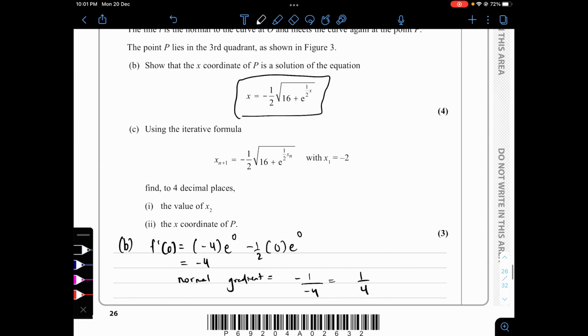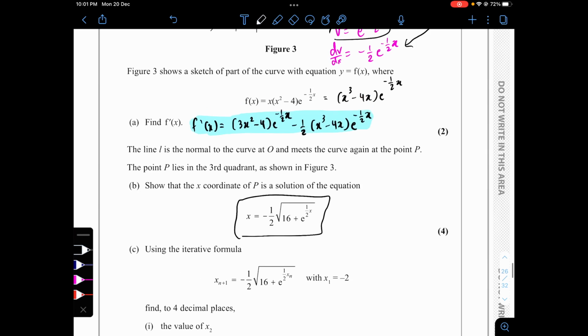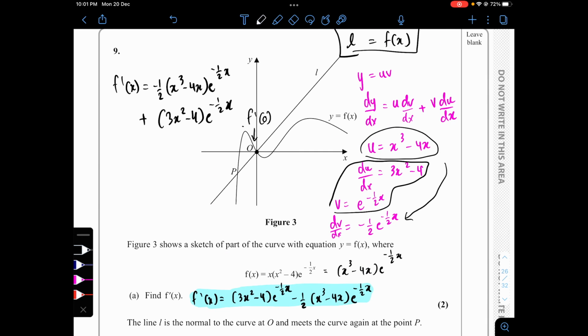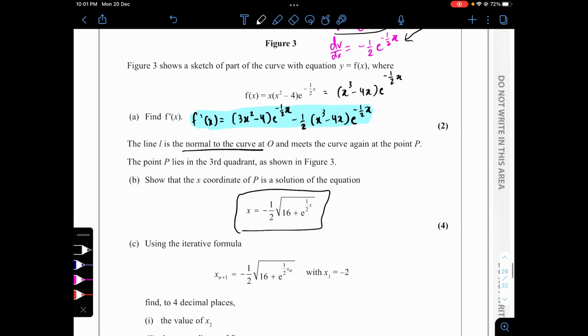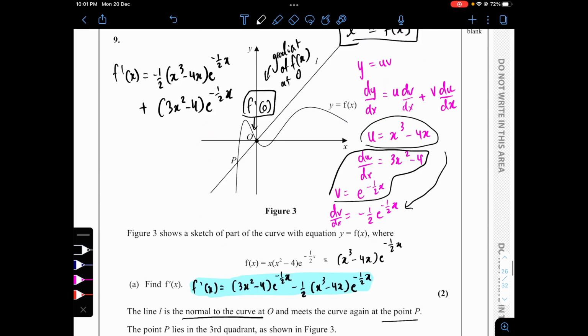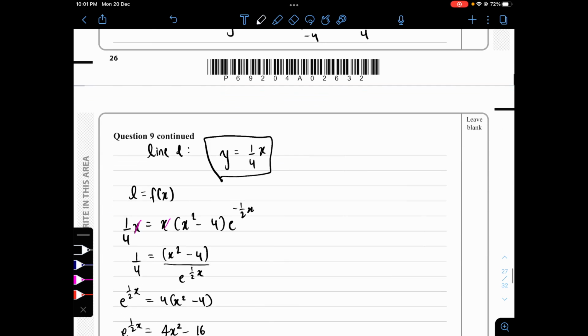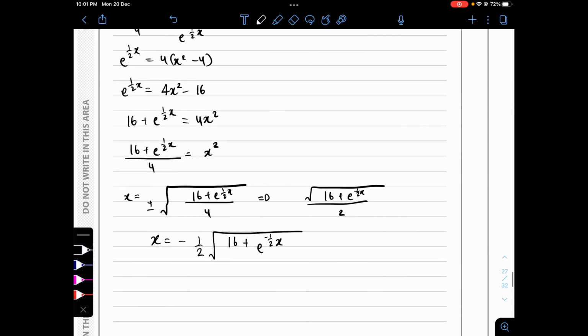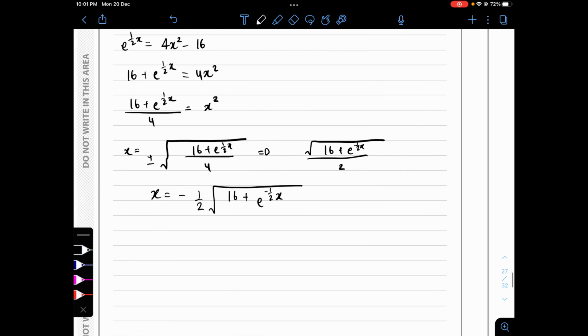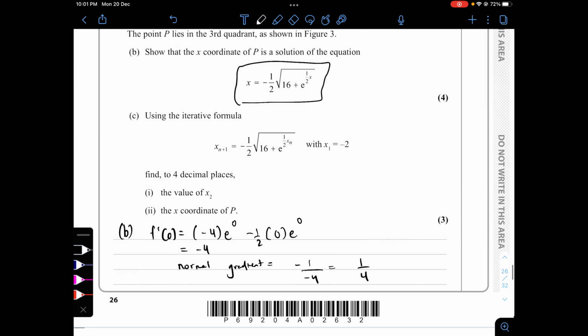So we found the gradient of f of x at 0, right? This is how we found the gradient of f of x at 0, because there is the normal to the curve here, and it meets the curve at point P. So to find the intersection, what we did was use the line L, which we found here, because of f of x, so that's fine there. And then we simplified to find what x is. So look at part C.